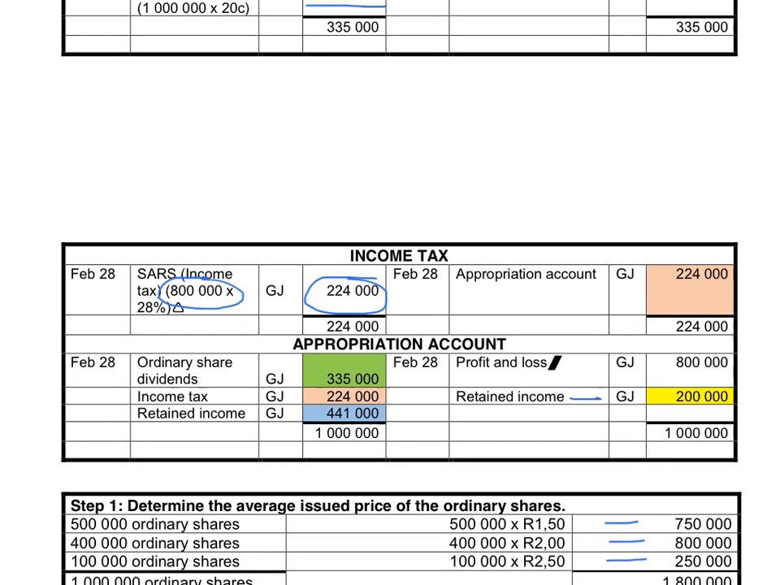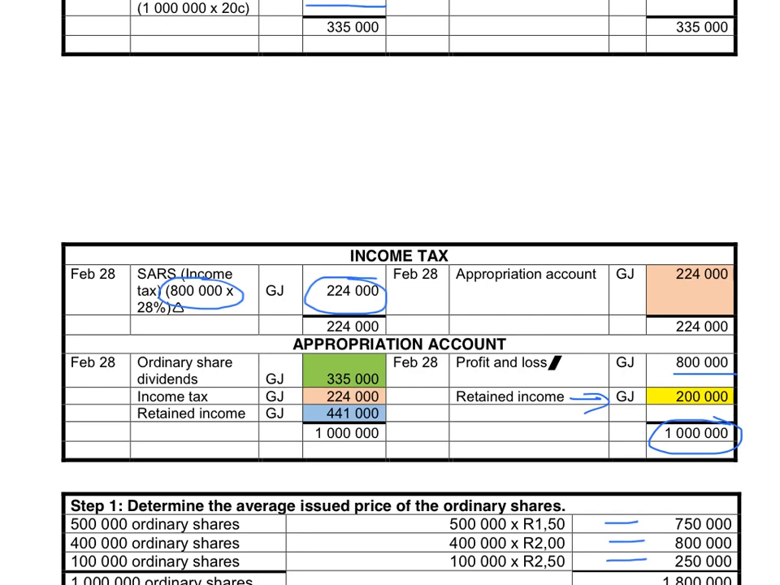That means the profit that we made for the year, they told us, is 800,000. So what does this company have to distribute this year? The 800,000 profit for the current year plus the 200,000 that was kept back in previous years. So they've got R1 million available.